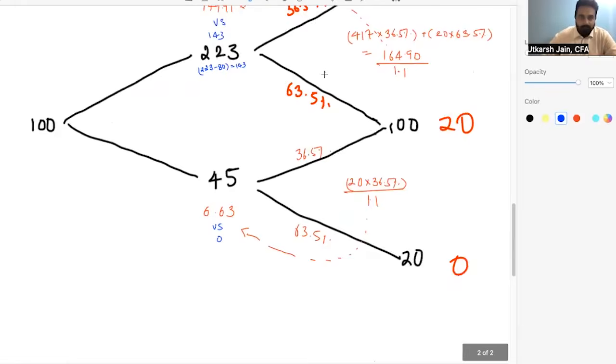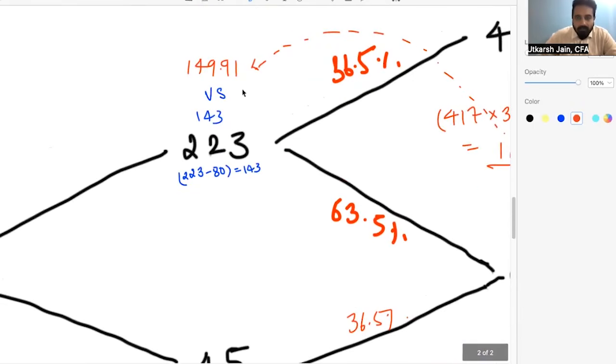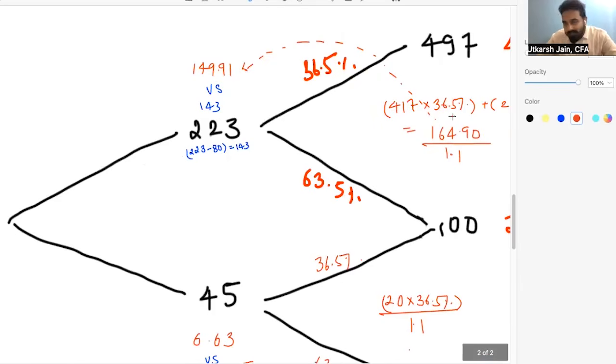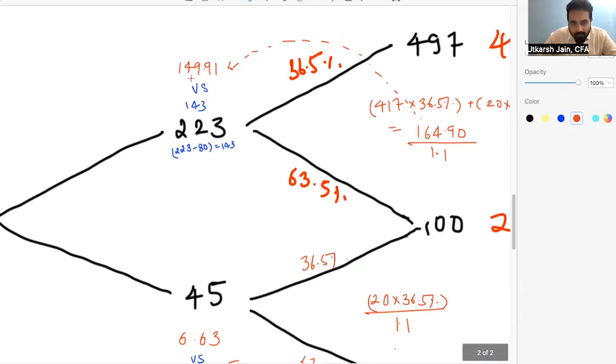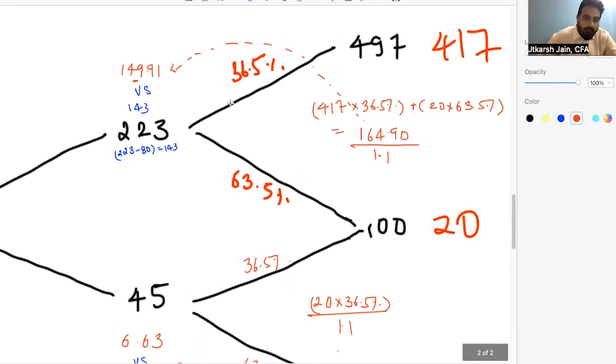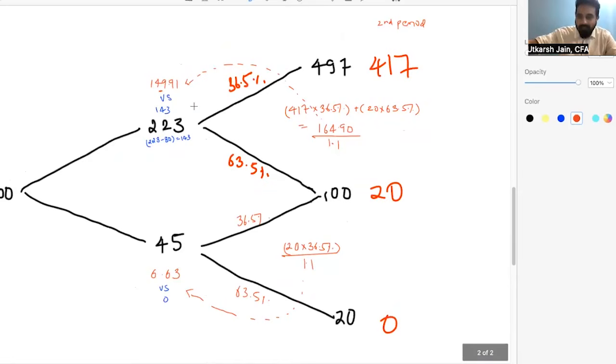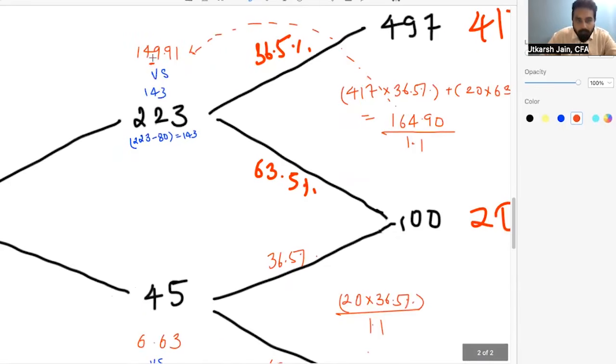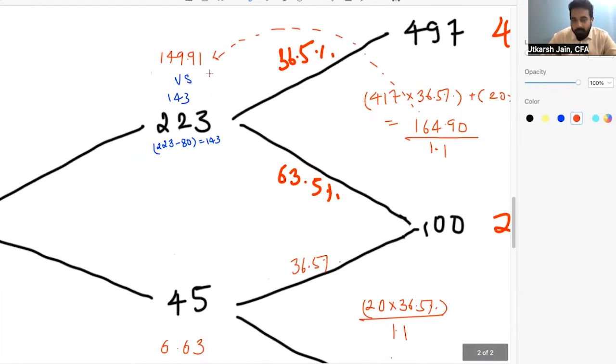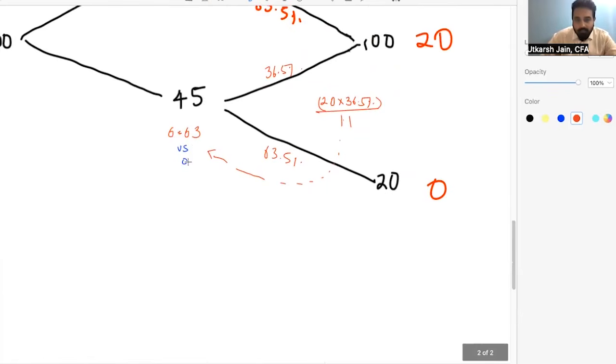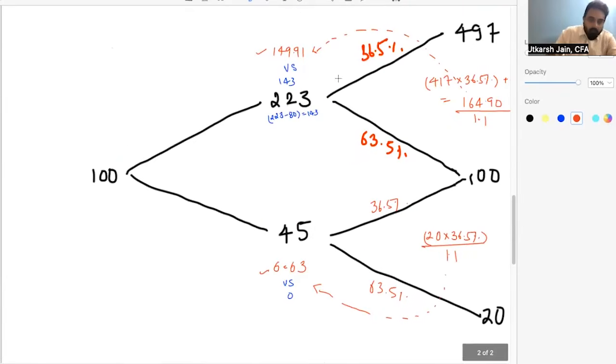0. Then you compare the value that you get by exercising today versus value that you get today by exercising 1 year later. This is the value you're getting today. Remember, we discounted it backwards, but it's the value if I exercise next year, but it's the value today. So we compare 149 with 143, and which one looks better? Which one do you like more? Obviously 149.91 is better, right? Here 6.63 versus 0, which one is better? 6.63. So we take the higher of these values, and then we do backward induction one more time.